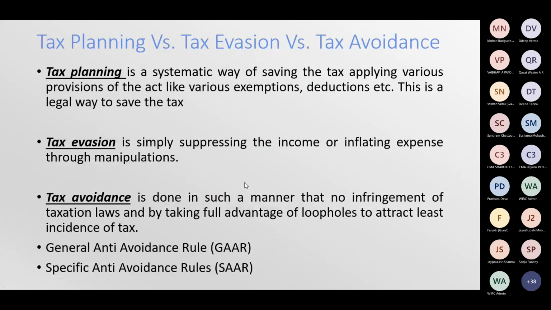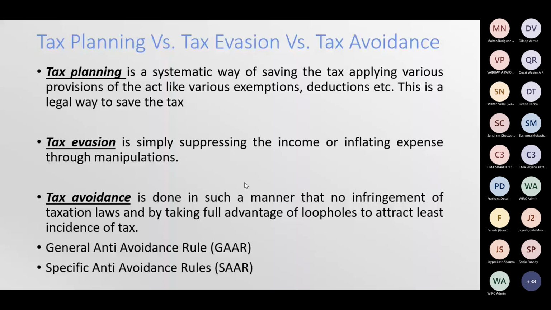Before we start, a quick recap of some basic concepts. As you are aware, there are three concepts: tax planning, tax evasion, and tax avoidance. Tax planning is a systematic way of saving tax using the exemptions and deductions available in the Act, and it is a perfectly legal way of saving tax. Tax evasion, at the other extreme, is simply suppressing the income, inflating the expenses, or not showing the investments.